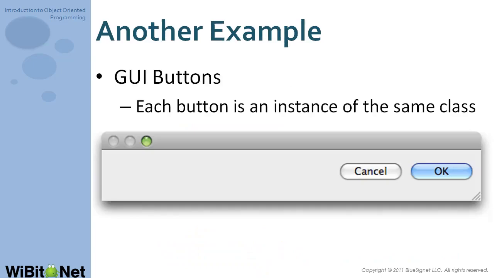So if we start talking about GUI buttons, how much would it suck if every OK button on every program did the exact same thing? That would be pointless. So if we take a look at this little GUI button, this little dialog window here, each button is an instance of the same class, an instance of a button class.